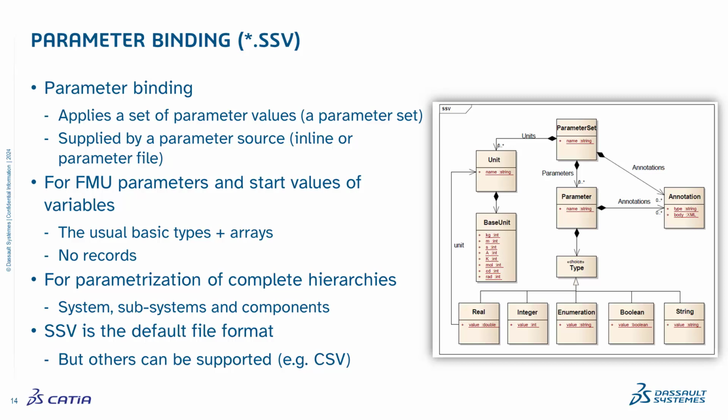SSV files can parameterize complete hierarchies of systems and subsystems by using a dot name convention. SSV is an XML file, which is the default, but it's common that tools support other file formats, for example, CSV files.